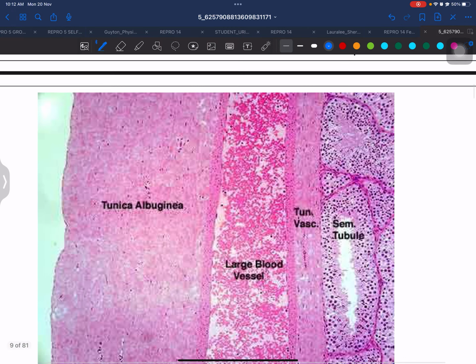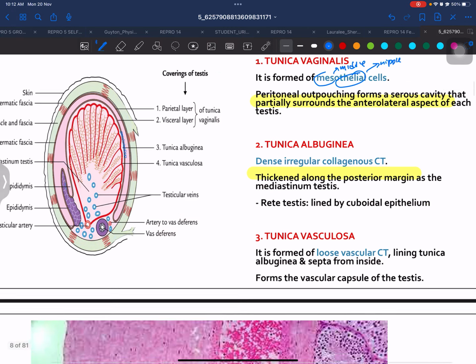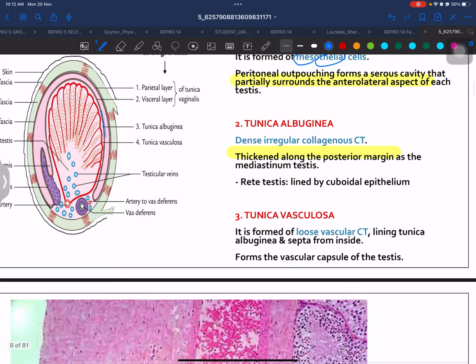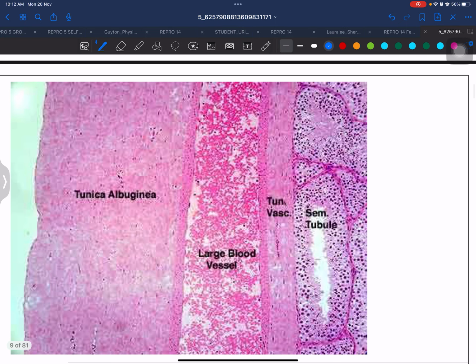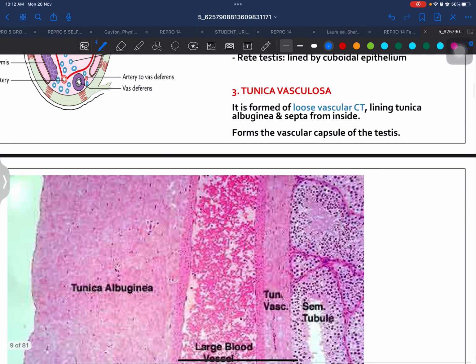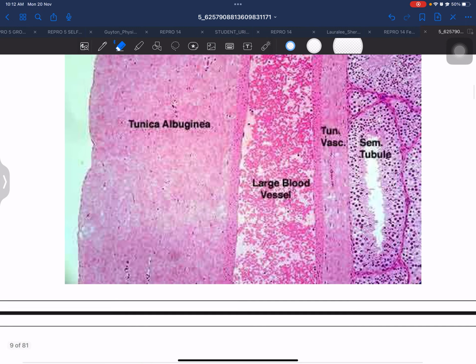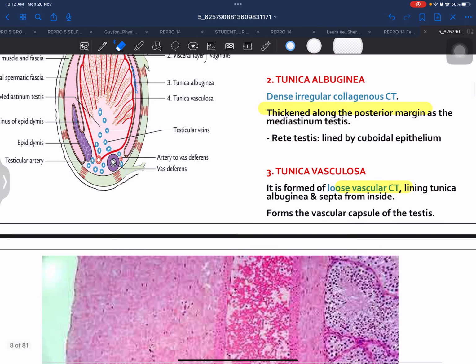Alright, tunica vaginalis is usually removed when we do sample preparations. So usually we will get the tunica albuginea. If you are lucky enough, you can get the tunica vaginalis, only the visceral layers. Only the visceral layers.